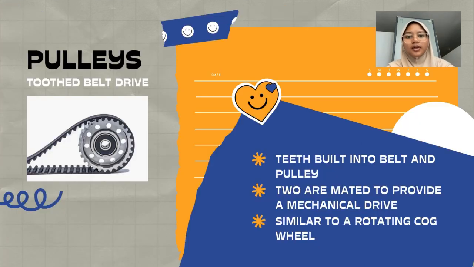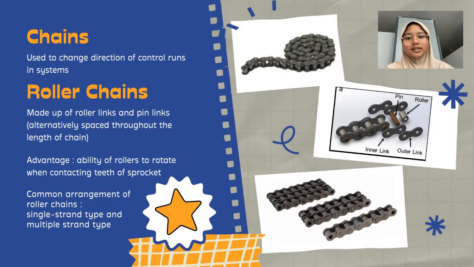Next is pulley. Pulley has teeth on the belt and the pulley, so the two are connected. When the two are connected, it provides a mechanical drive, and it is similar to a rotating cogwheel. Next is chains. Chains are used to change direction of control runs in a system, or in other words, a medium to transfer power from the engine to other components. Last but not least is the roller chains. Roller chains are made up of roller links and pin links. They are manufactured in several types, each designed for a particular space throughout the chain.